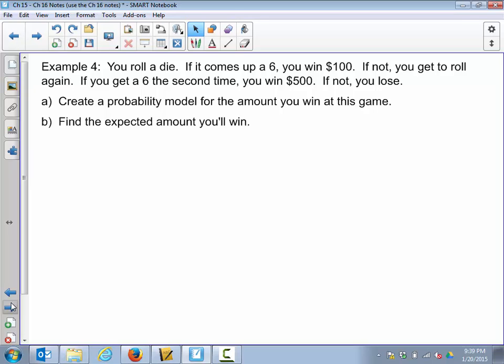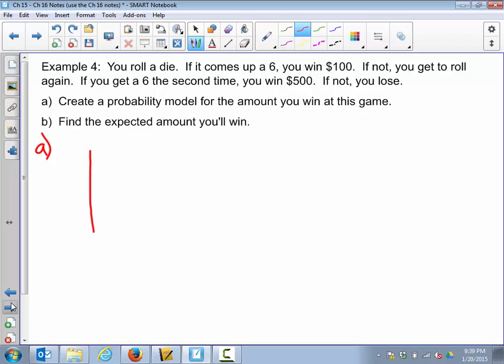Okay, you roll a die. If it comes up a 6, you win $100. If not, you get to roll again. If you get a 6 the second time, you win $500. If not, you lose. In part A, we want to create a probability model for the amount that you win at this game.